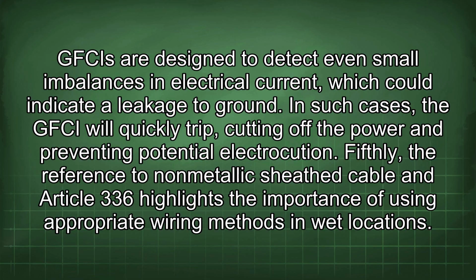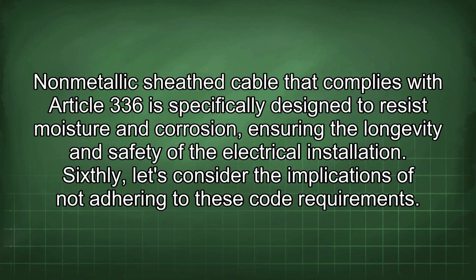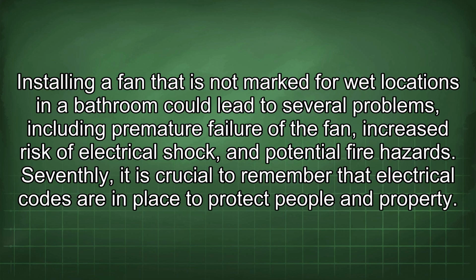Fifthly, the reference to non-metallic sheathed cable in Article 336 highlights the importance of using appropriate wiring methods in wet locations. Non-metallic sheathed cable that complies with Article 336 is specifically designed to resist moisture and corrosion, ensuring the longevity and safety of the electrical installation. Sixthly, let's consider the implications of not adhering to these code requirements. Installing a fan that is not marked for wet locations in a bathroom could lead to several problems, including premature failure of the fan, increased risk of electrical shock, and potential fire hazards.